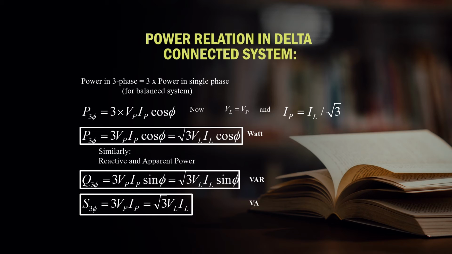So the expression for this reactive power can be written as under root 3 times VL IL sin phi. Similarly, you can understand the expression for the apparent power. The expression for the apparent power can be written as S equal to 3 VP IP, and just put the value of VP IP in this expression. So it will come out as under root 3 times the line voltage multiplied by the line current. So it can be written as S equal to under root 3 times VL IL.